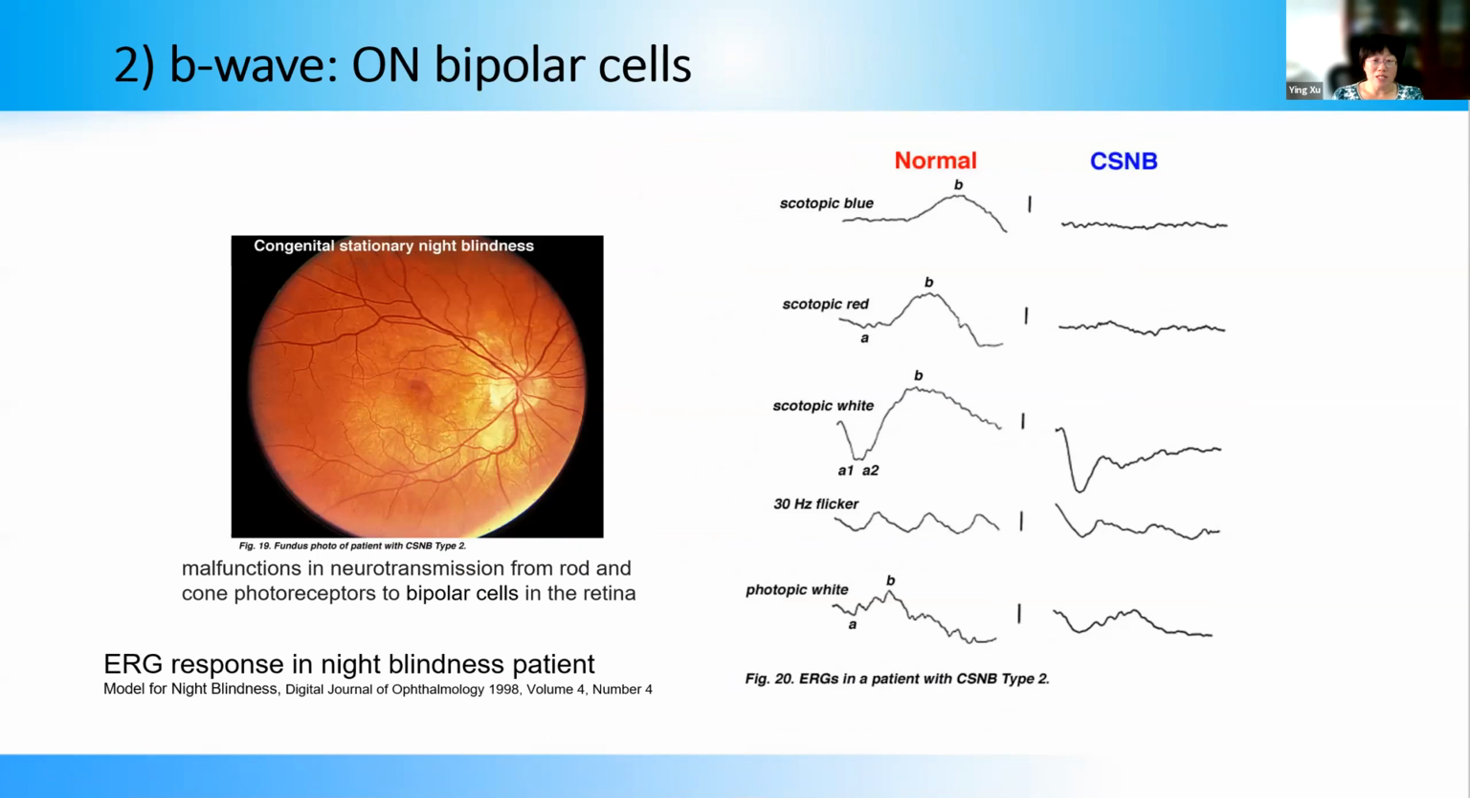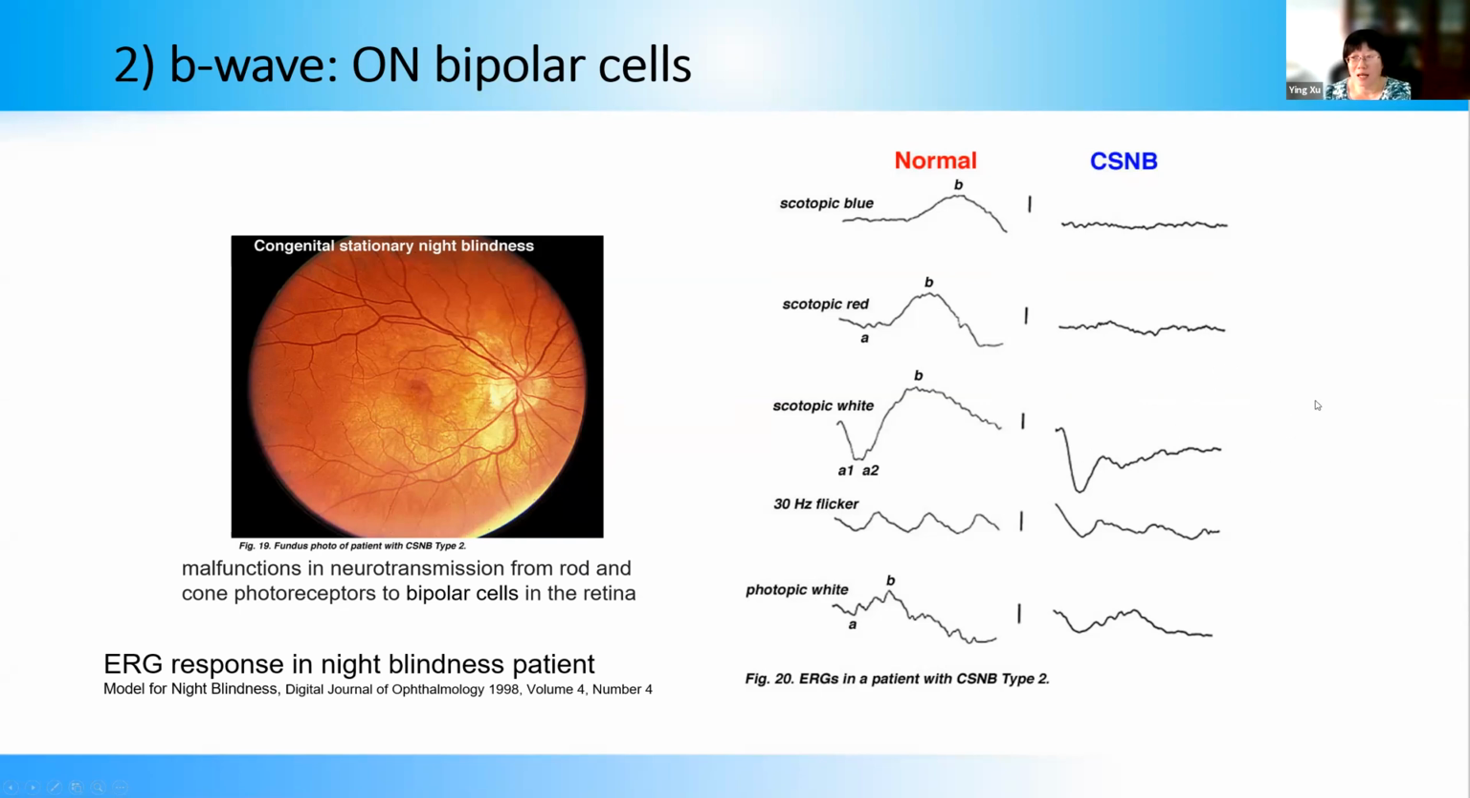Again, the origin of the B wave came from the clinical discovery that in patients with congenital stationary night blindness, who have a malfunction in neurotransmission from rod and cone photoreceptors to the bipolar cells, the B wave disappeared. Here you can see only the negative peak, the A wave, remained and was still normal, but there is a low positive peak, or low B wave. So clinically, they found that the B wave may possibly come from the bipolar cells.